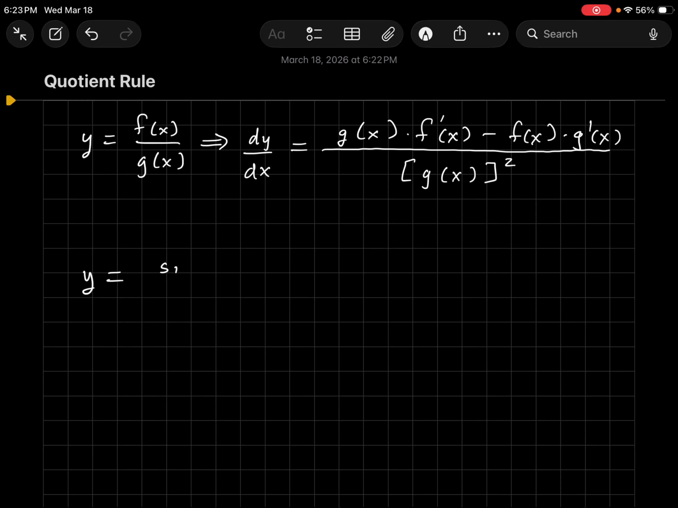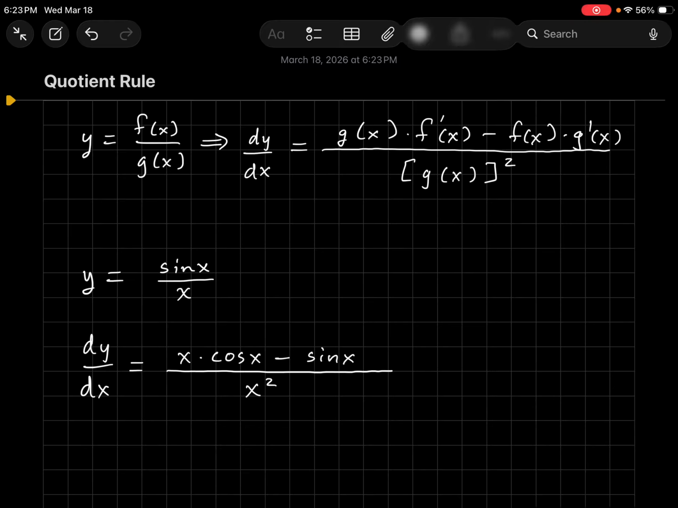Let's take a look at y equals sine x over x. We want to find its derivative, dy dx. So I will start by squaring the bottom, and then I'll bring that bottom up, leave it alone, times the derivative of the top. So the derivative of sine x is cosine x, and then minus, I'll leave the top alone, sine of x, times the derivative of the bottom, or the derivative of x, which is 1. And that is how we do the quotient rule.